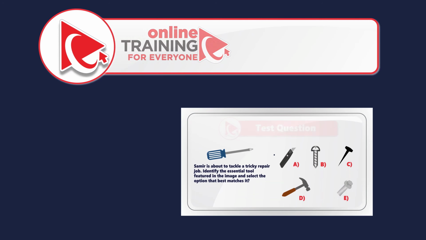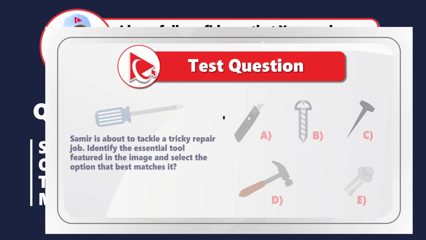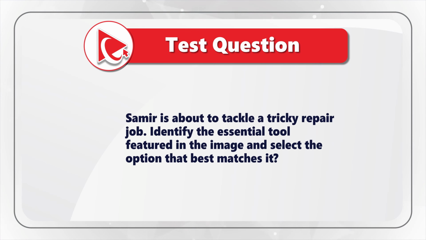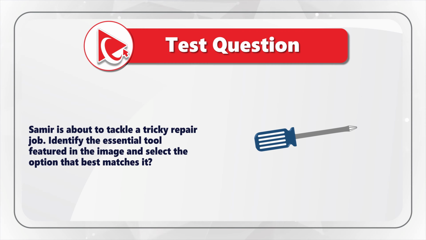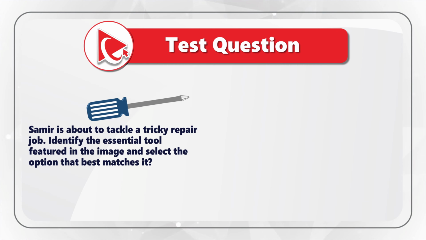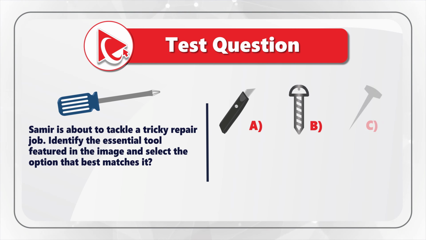Here's a very interesting question where you need to demonstrate your knowledge of tools and their uses. Samir is about to tackle a tricky repair job. You need to identify the essential tool featured in the image and select the option that best matches it. You're presented with 5 choices. Choices A, B, C, D, E.